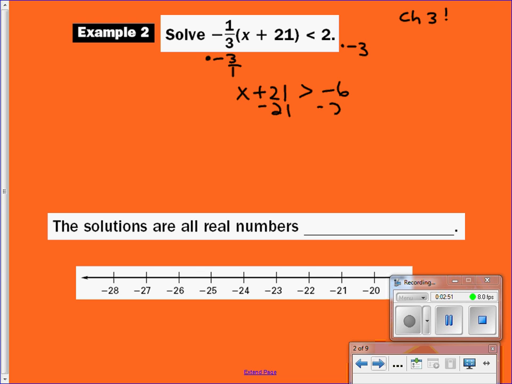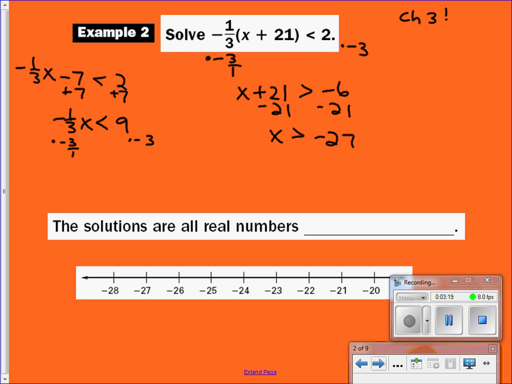Subtract 21 from both sides. X is greater than negative 27. You'd get that same answer if you had distributed your fraction. So if you distribute negative 1/3, you'd get negative 1/3 x minus 7. And so I'd add 7 to both sides. Negative 1/3 x is less than 9. I'd still have to multiply by the reciprocal of negative 3. I'd still have to flip the sign, and I would still get x is greater than negative 27. However you want to solve that.